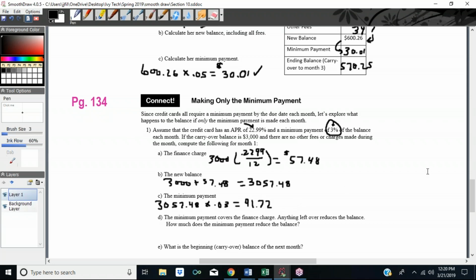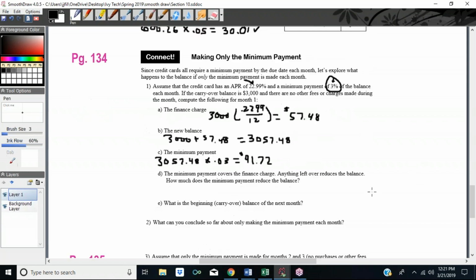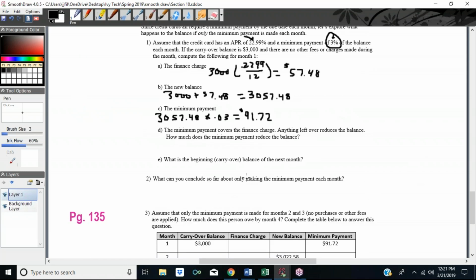$91.72. See if you get that. All right. Good, good, good. So it says the minimum payment covers the finance charge. Anything left over reduces the balance. How much does the minimum payment reduce the balance?